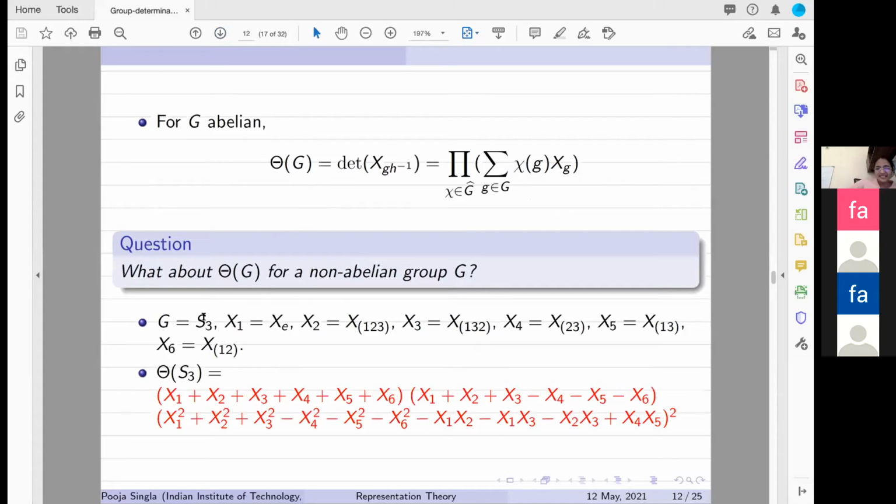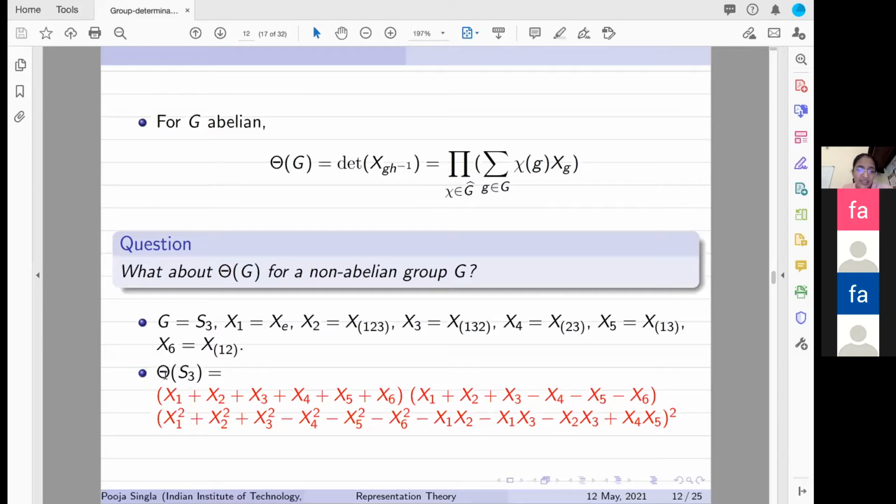To explain what happens there, I need to order the elements in a certain way. We have to order, right? I mean, it's a matrix. So this is how I'll be ordering the elements of S3. I'm keeping X1 as XE, X2 is X(1 2 3), then (1 3 2), (2 3 1), (3 1 2). If I change it, it just changes the indices and nothing else, but it's good to fix it, because only then can I say this explicitly.